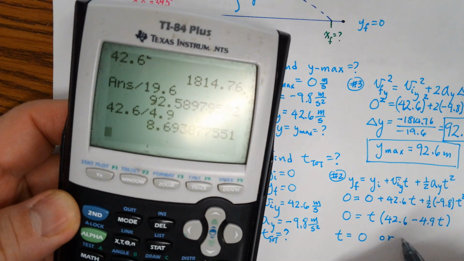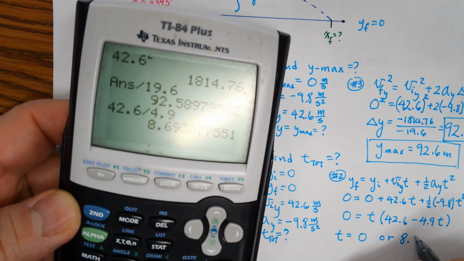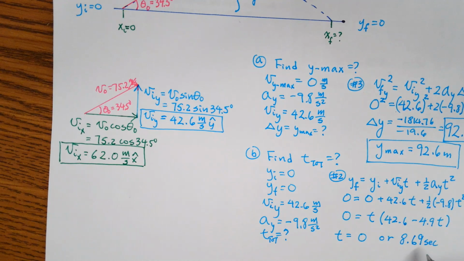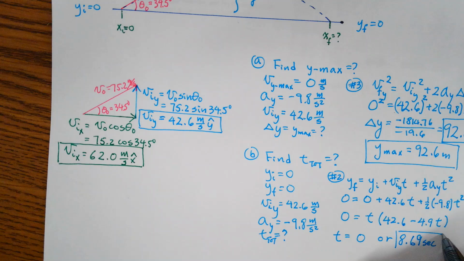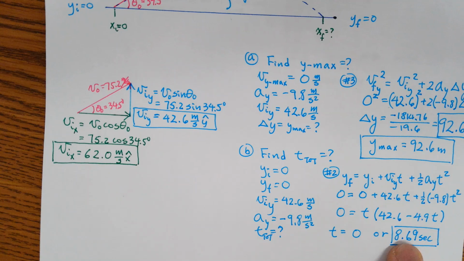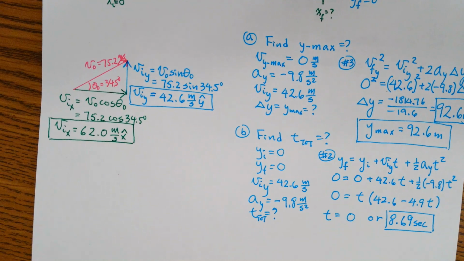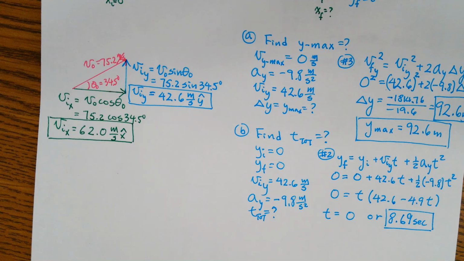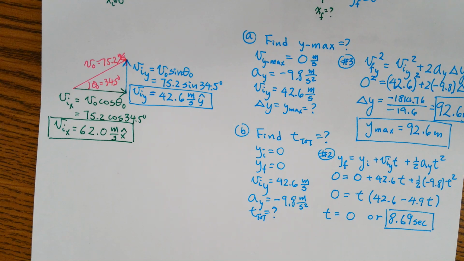And I get 8.69 seconds. So that looks like a pretty decent time right there. And it makes sense because your position is 0 at time t equal to 0, and 8.69 seconds later it's going to be at 0 position as well for the y. All right, that was good.